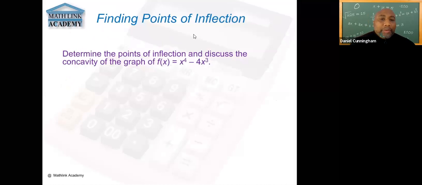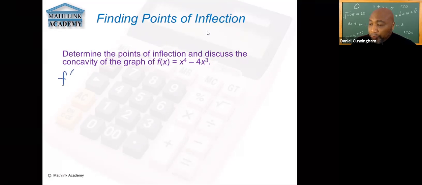Let's do another example. It says determine the point of inflection and discuss the concavity of the graph of f of x equal to x to the fourth minus 4x cubed. So the first thing we're going to do is find the concavity, and we have to find the second derivative. And then from those critical values that we get from the second derivative, it should help us find those points of inflection. We possibly can get a sketch of the graph if we want to do that also. So let's look at how we can do this. So I'm going to write on our slide, and then if we need to go to the whiteboard, we can do that too.